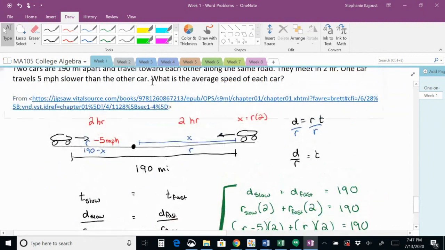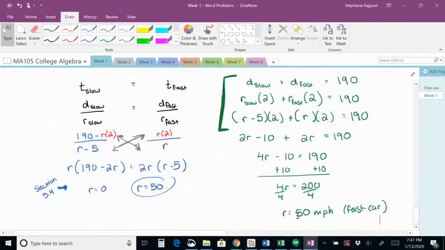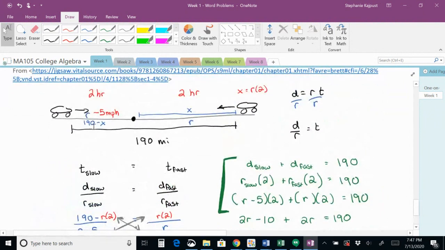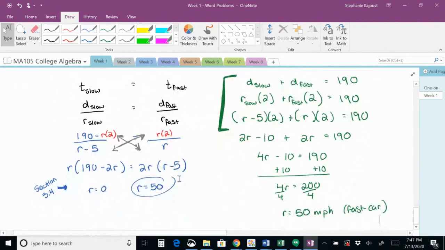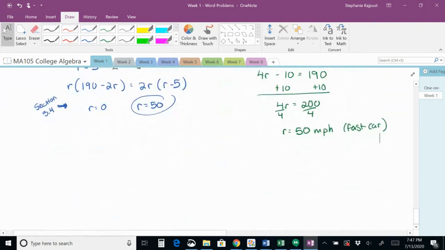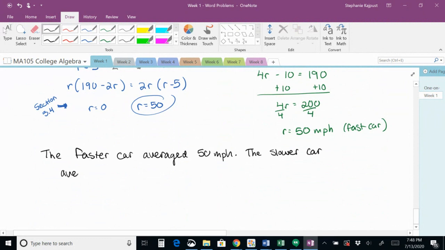And let's just double check. Average speed of each car. So I only found the average speed of the fast car, so I'm only halfway there. We need to find the speed of the other car, which is 5 miles per hour slower. So let's just write this answer in a sentence. The faster car averaged 50 miles per hour. The slower car averaged 45 miles per hour because it's 5 miles per hour slower.